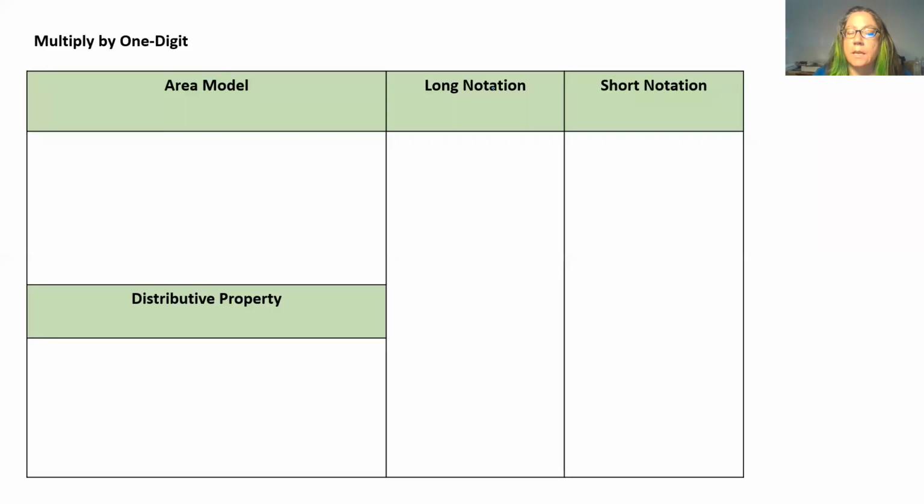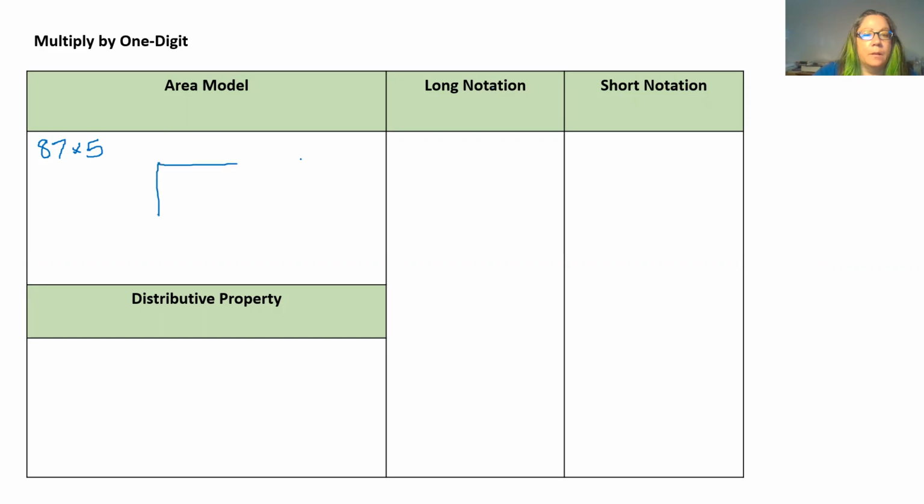Hi, Bobcats. Here's a video to help you review the different ways of multiplying that we learned. And we're going to do this video with one-digit factors. So my first problem is 87 times 5.